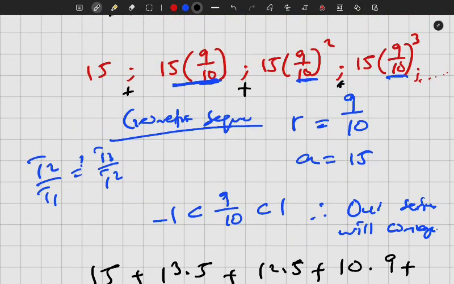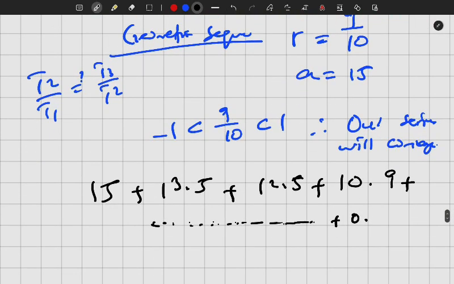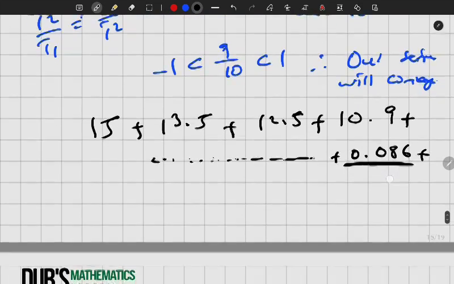times, so n will be 49 then. So 0.9 to the exponent 49. Actually, it will be 0.086. So you can see it keeps on decreasing. So this ends up making a small contribution to the sum. That's what you mean by converge.